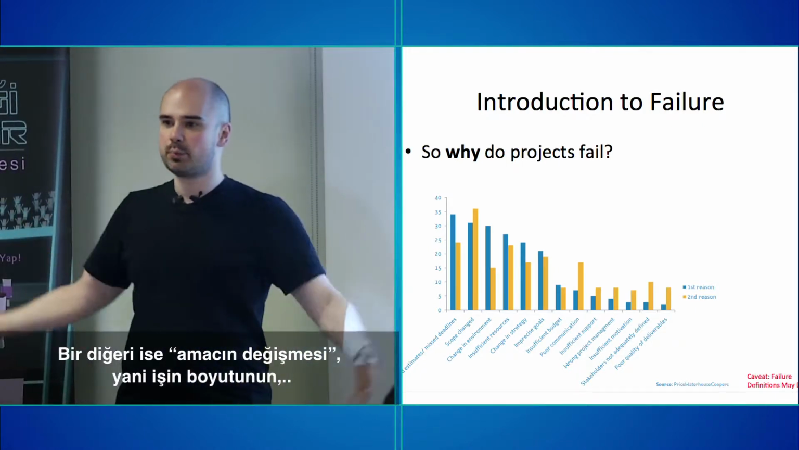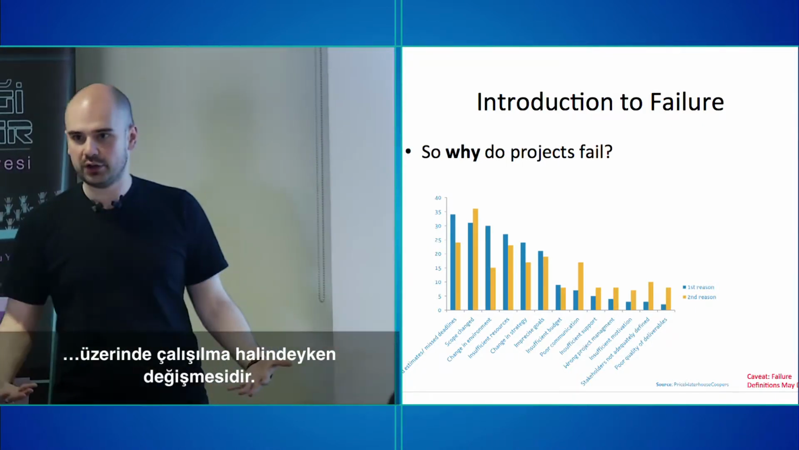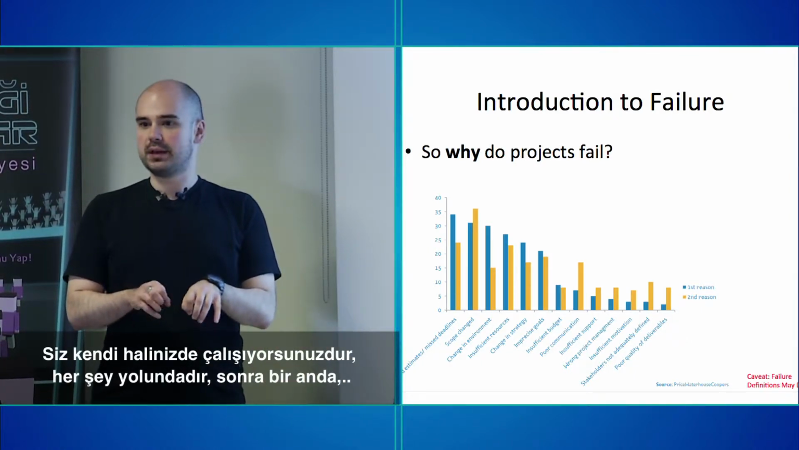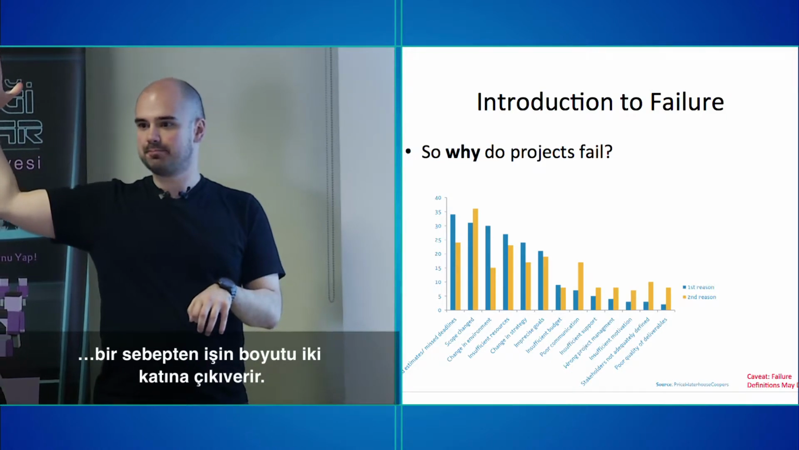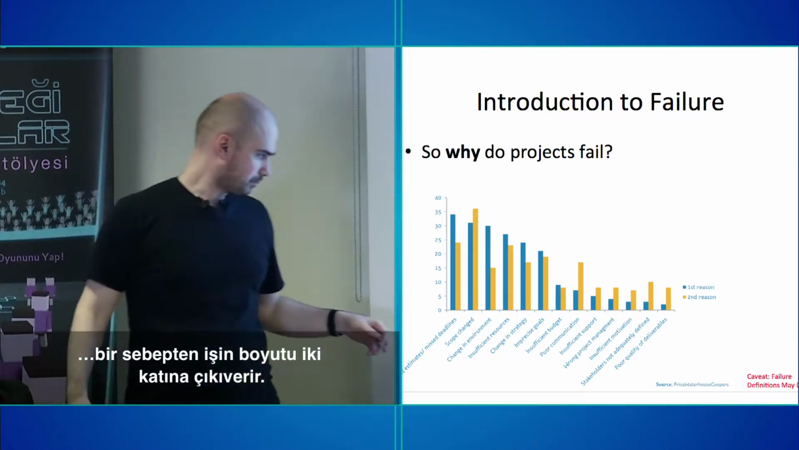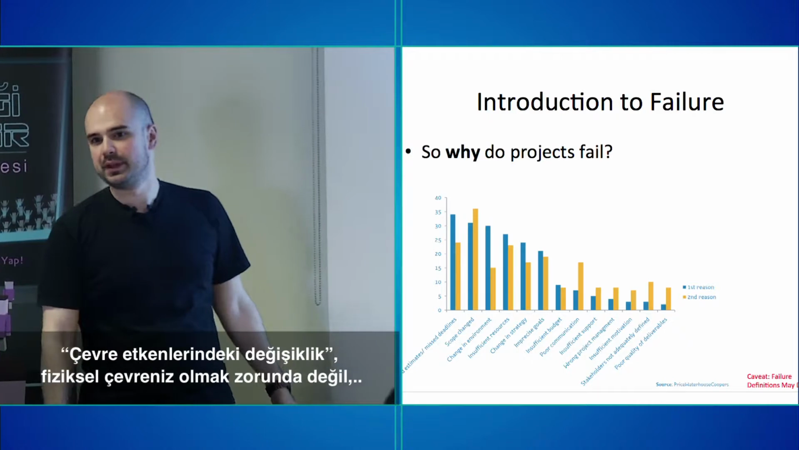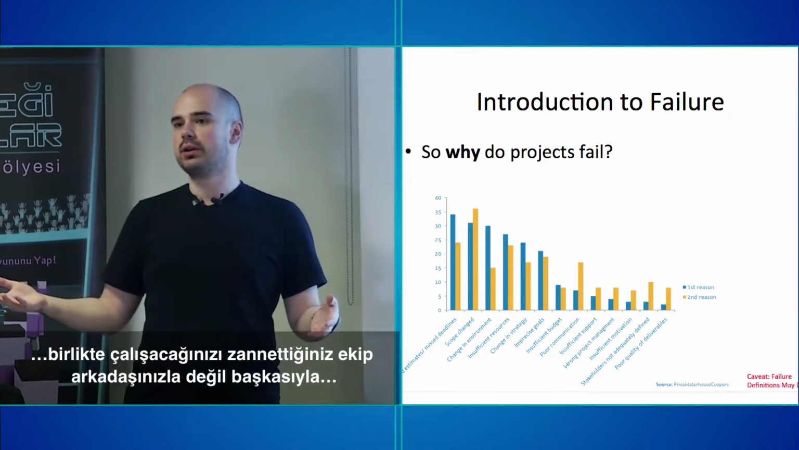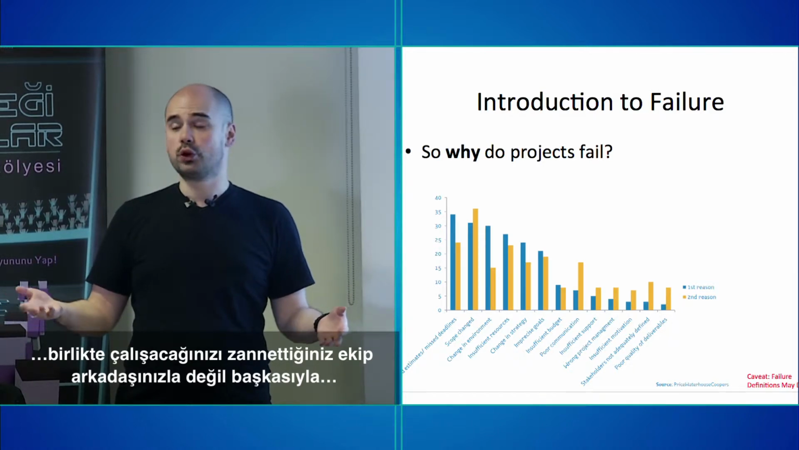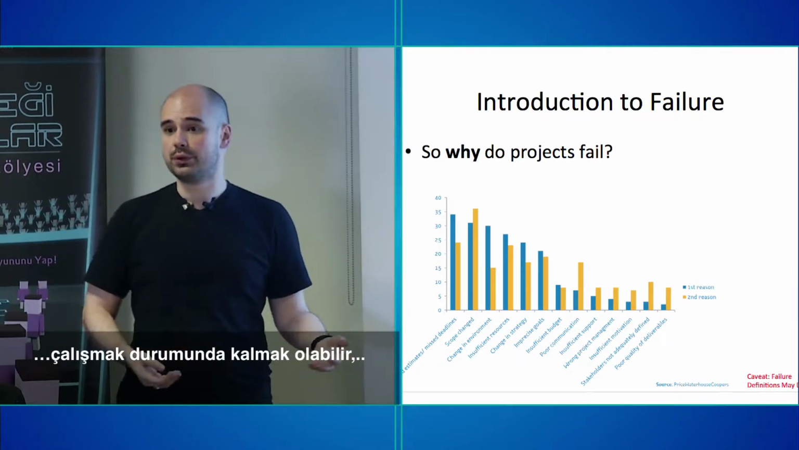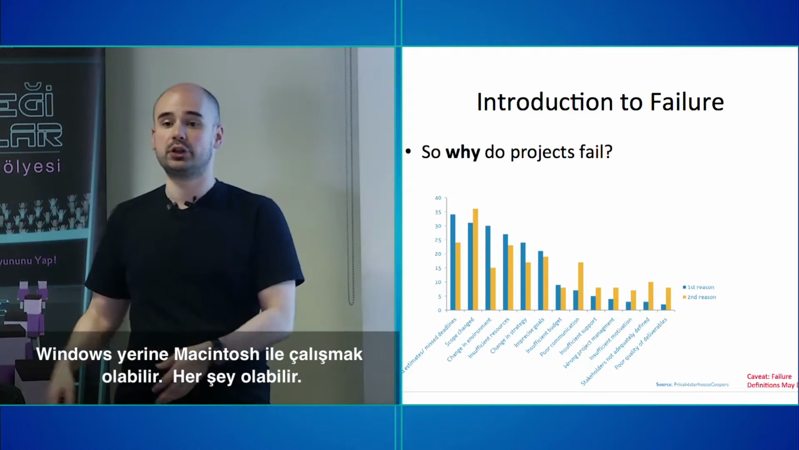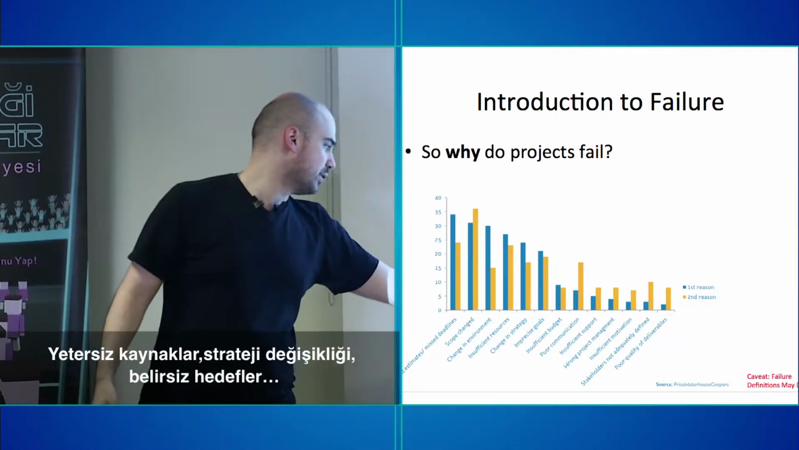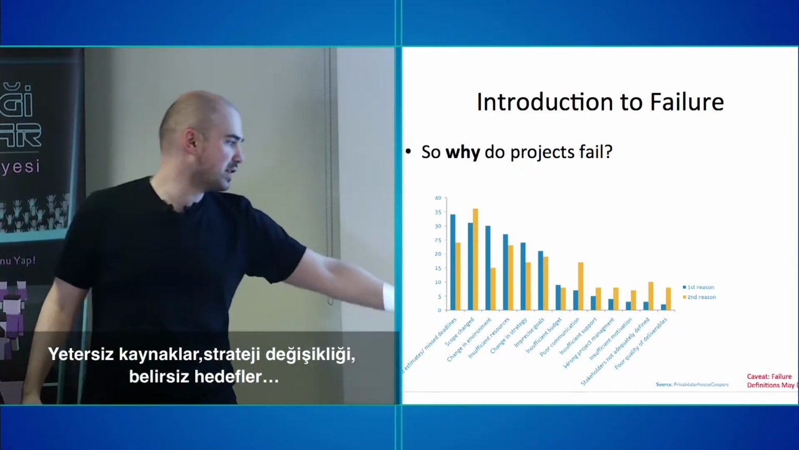So the size of the project changed during the course of the project, right? So you were coding along, everything's going really, really fine, and then suddenly, bam, it just became twice as big for whatever reason. You got a change in the environment. Doesn't necessarily mean your physical environment. It could be suddenly everyone has to work with different people than they thought they had to work with, or now suddenly we're working on Macintoshes instead of Windows machines, or it could be anything. It's insufficient resources, change in strategy, imprecise goals.